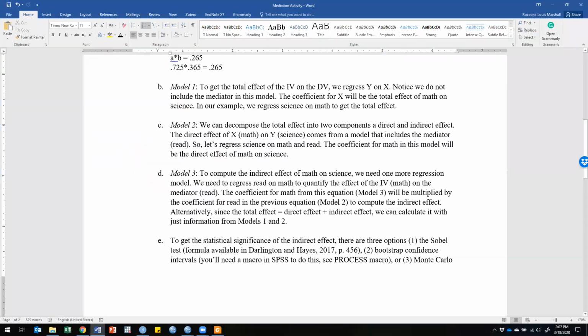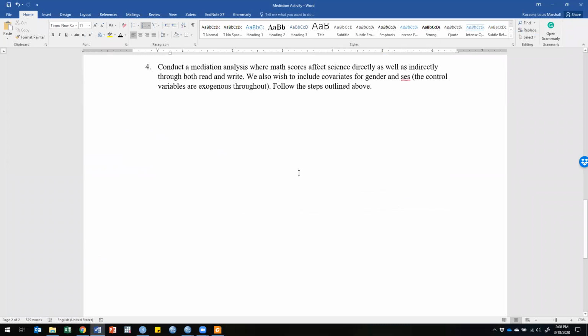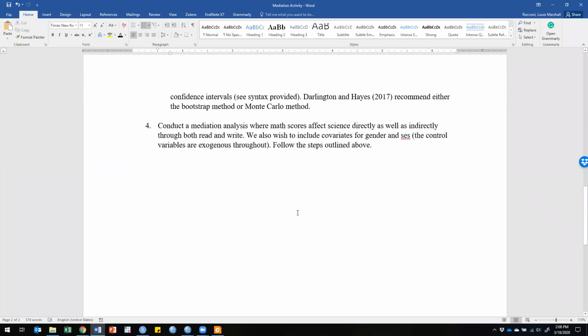So I'm going to let you all work number 4 by yourself. If you have any questions, let me know. Basically I'm asking you to conduct a mediation analysis where math scores affect science scores directly, as well as indirectly through both reading and writing. We also want to include covariates for gender and SES in the model, and these variables are exogenous throughout the model.